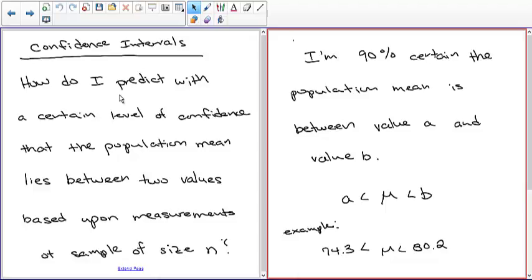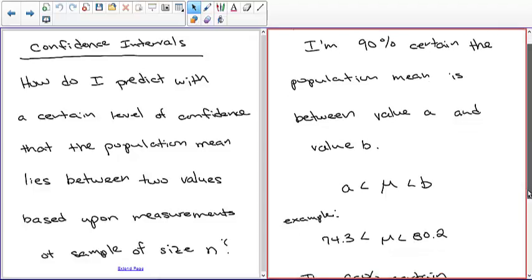So this symbol here, mu, is what we call the population mean, not the sample mean. That's what we're trying to estimate. We take a sample to get the best estimate, but we can't test everybody, so we take a smaller subset that we actually measure and evaluate. So for example, we might say, with 90% certainty, our population mean is between 74.3 and 80.2. So that's kind of the answer we would get to.